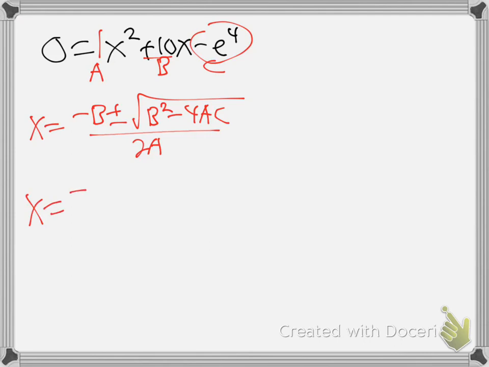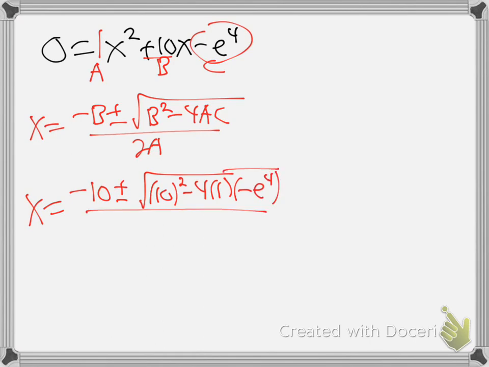So it's valid, although it's weird. So negative b, negative 10, plus or minus the square root of b squared, 10 squared, minus 4 times a times c, all over 2a.